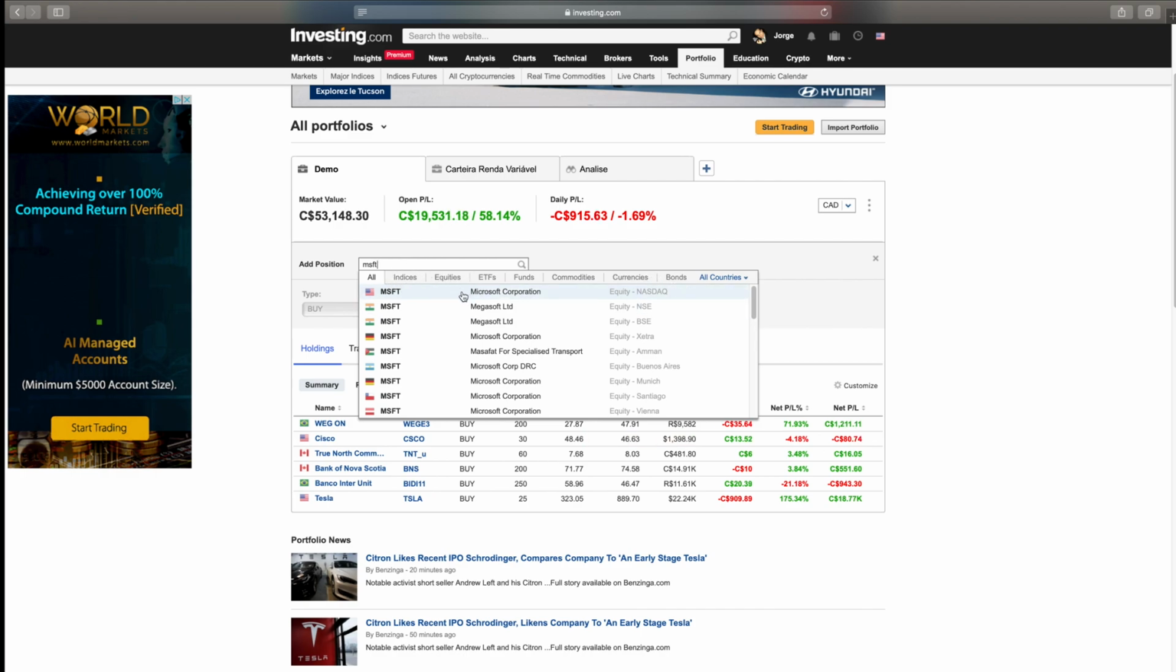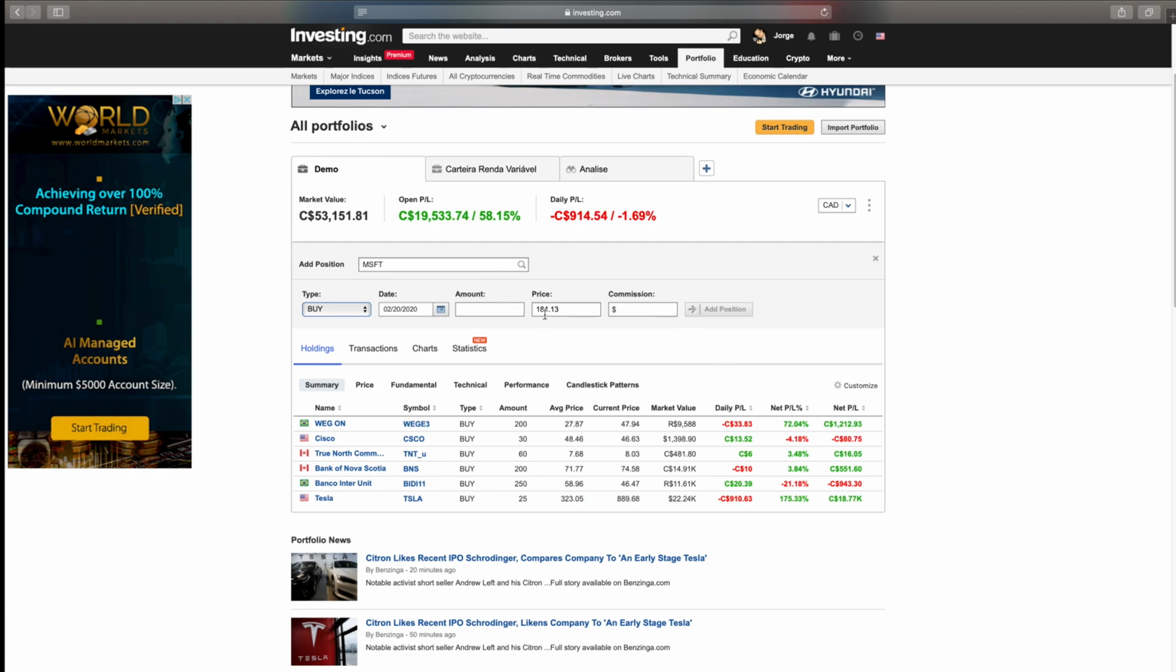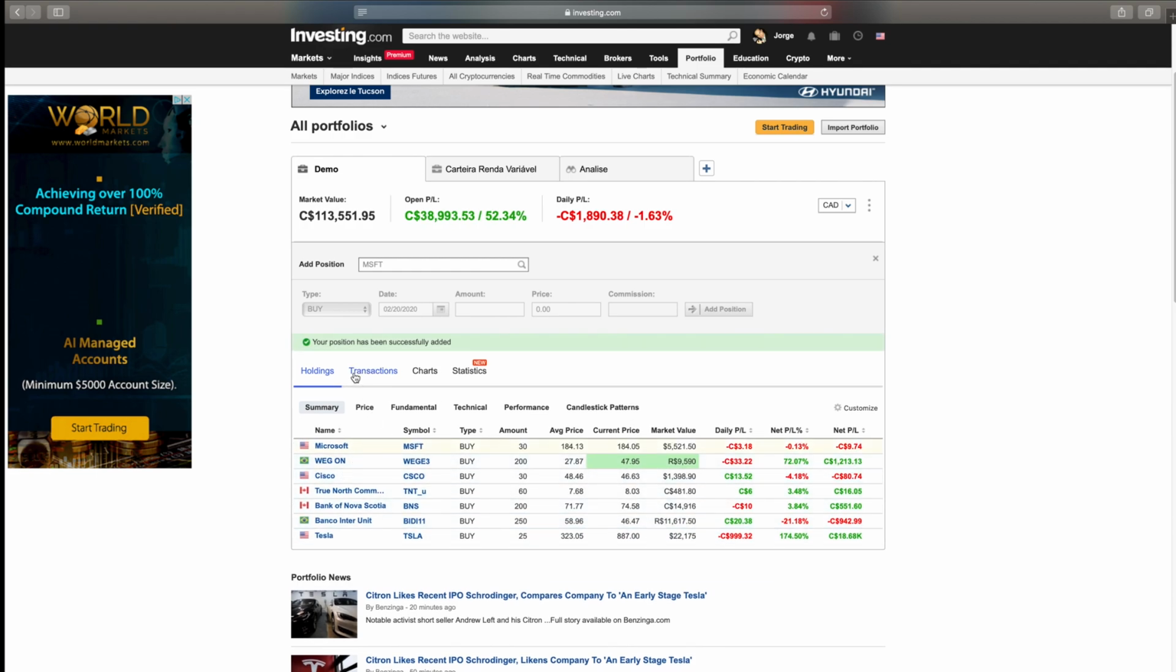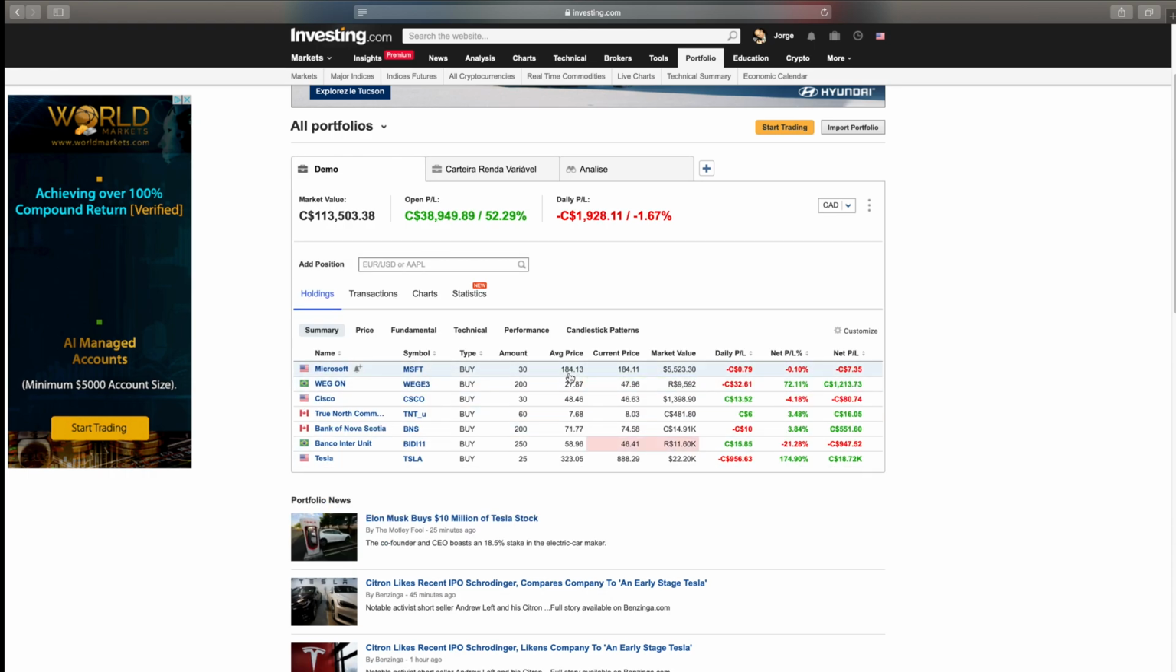So let's put here Microsoft. Taking Microsoft here, let's put the current price, the price that I just bought Microsoft at right now, February 2nd, 2020. It's a buy position, so you can buy or you can sell. For the amount, let's say I buy 30 shares, and I have a commission here, let's say $4.95. When I click add, I'm going to add this position to my portfolio. You see Microsoft here already at the top. The price I bought for is 184.13, and it is now 184.11. So I'm losing money right now. Also, it considers the commission that I put.